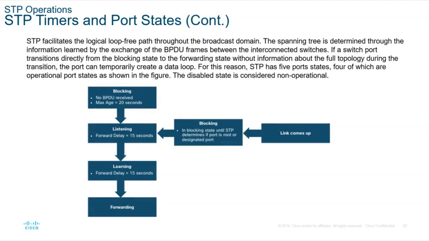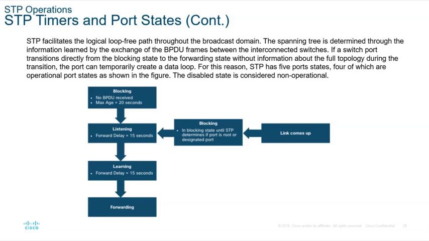The states: there are 5, but the active ones are 4. We have blocking, listening, learning, and then forwarding. In blocking, no BPDU is received, and the maximum age is 20. Listening uses the forwarding delay, which is 15 seconds. The forwarding delay is the same in learning. It still has to wait to change from this state to the other, those 15 seconds.